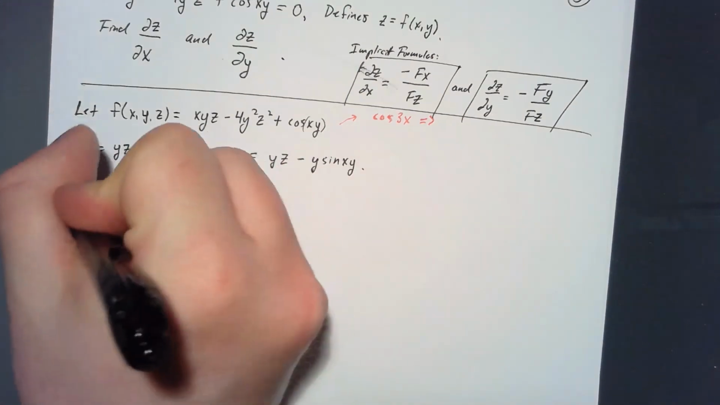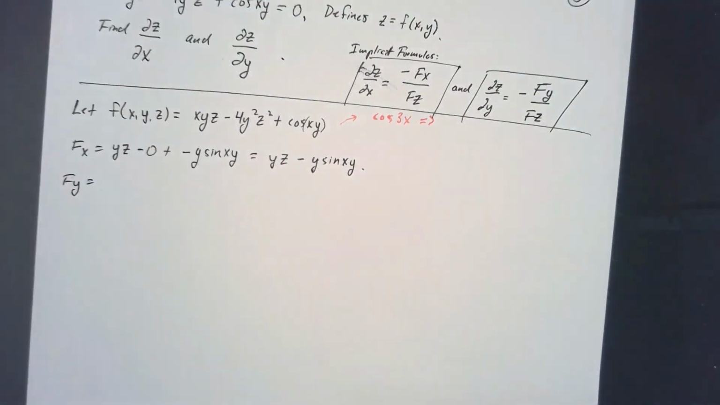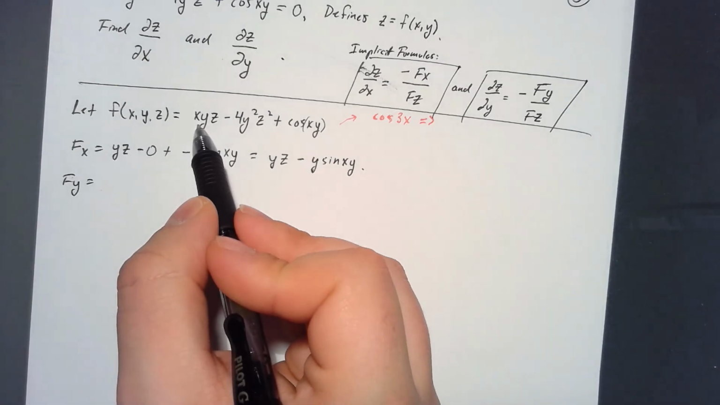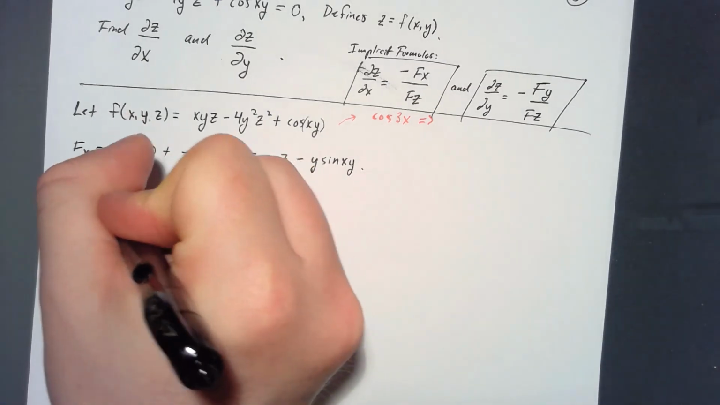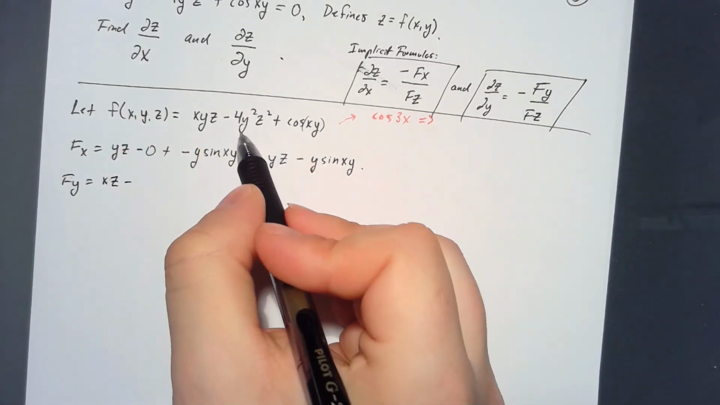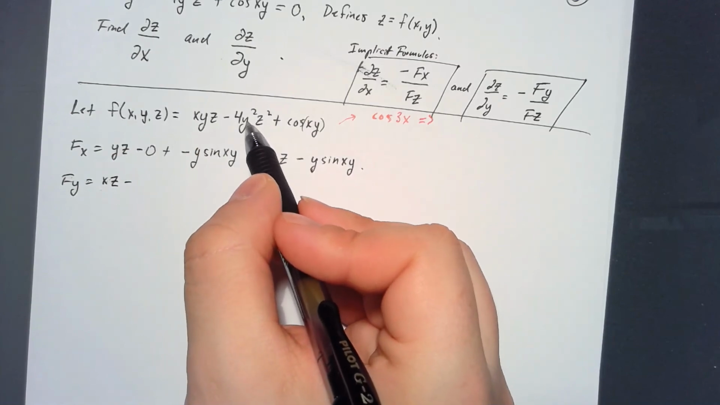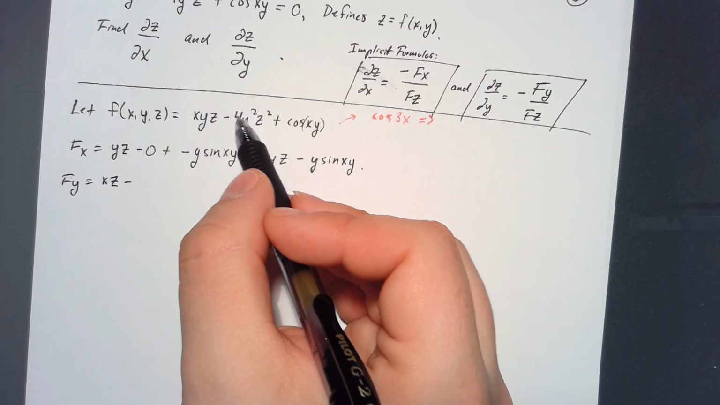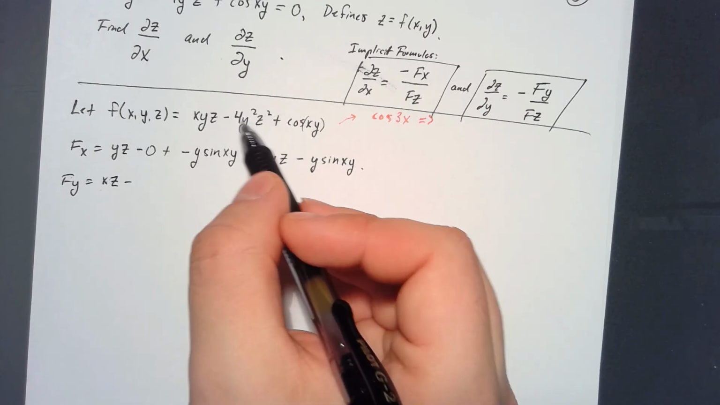So now what's the partial of f with respect to y? So, all right, well, this one, that's going to be xz minus, what's the derivative of this with respect to y? So the derivative of y squared is going to be 2y, so I'm going to have 4 times 2y times z squared, so that's going to be what? That's going to be 8y z squared.